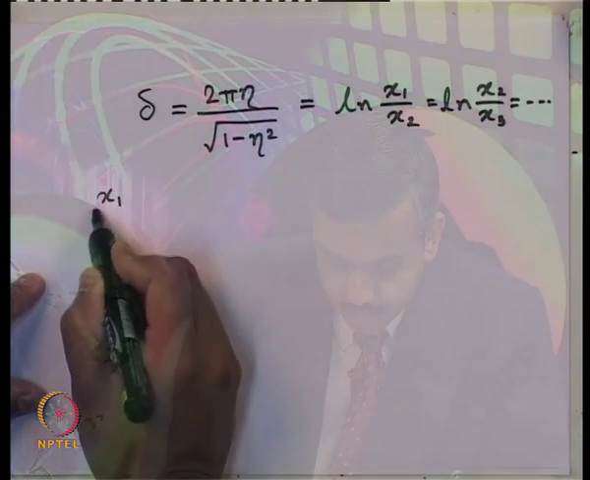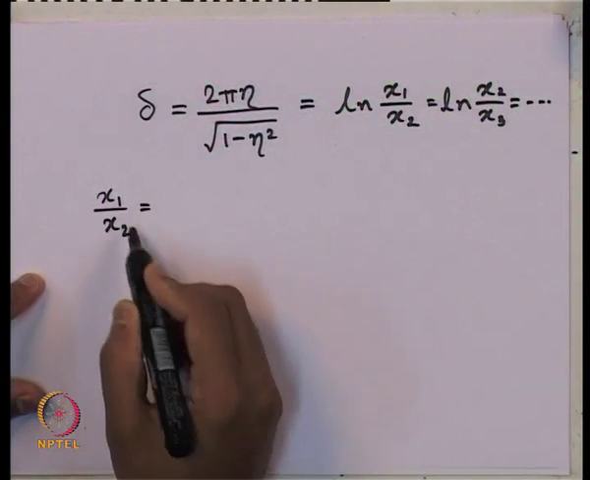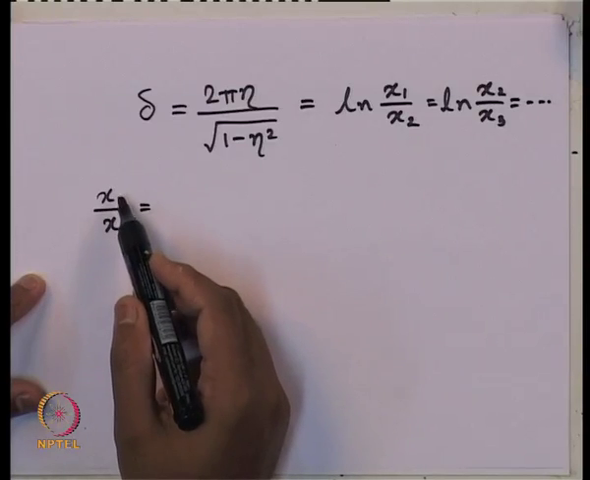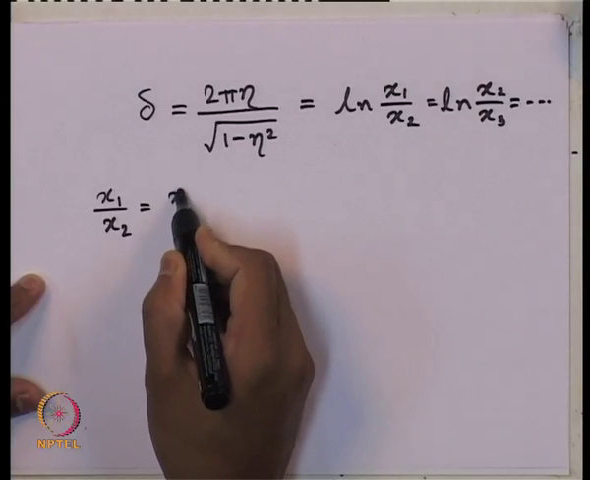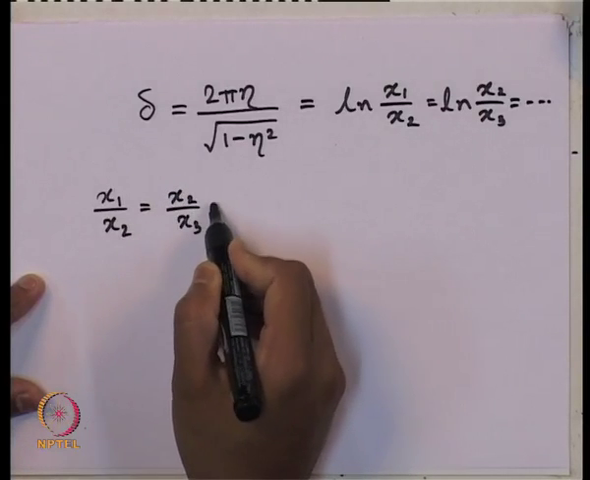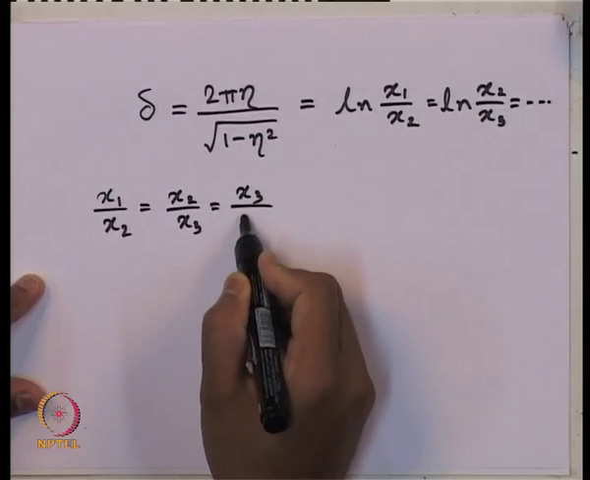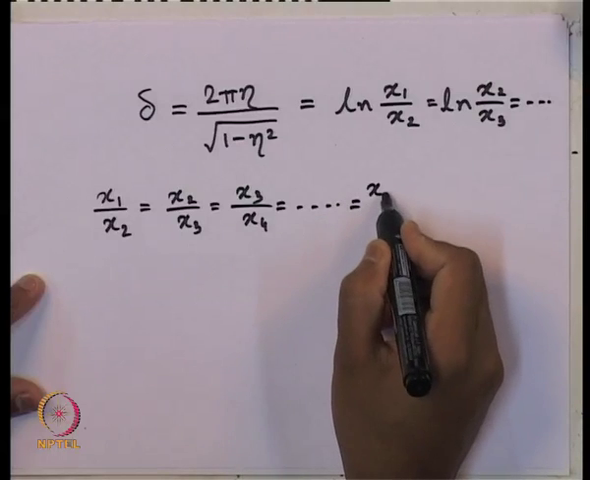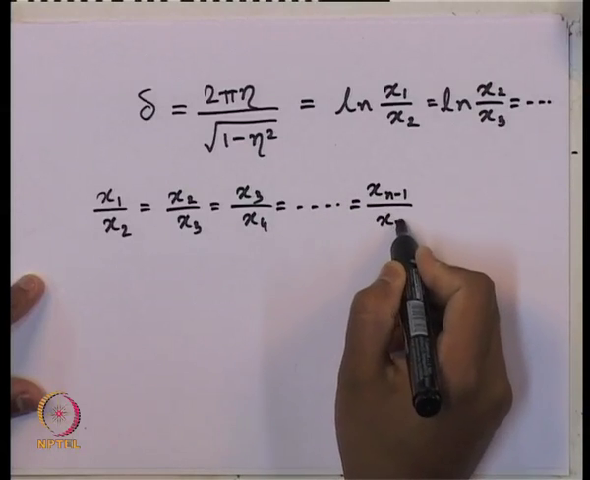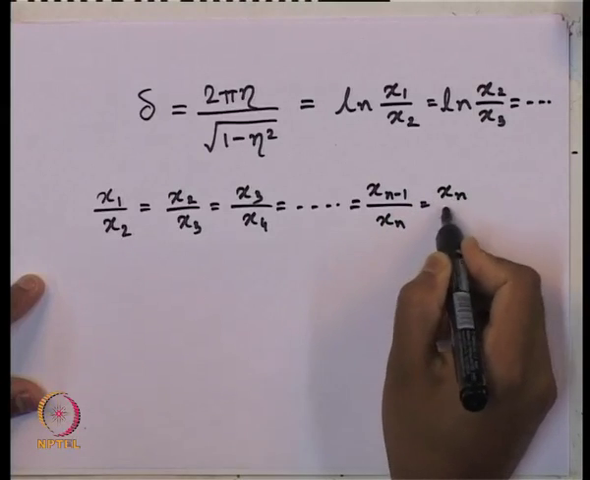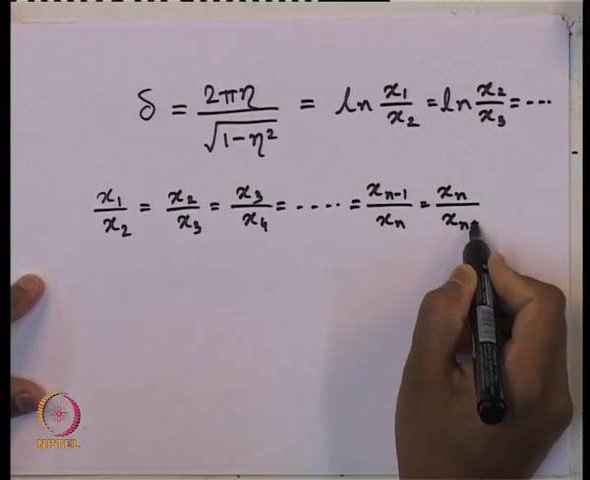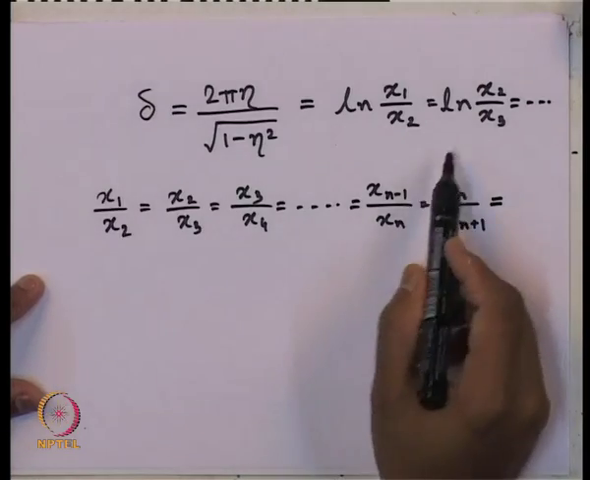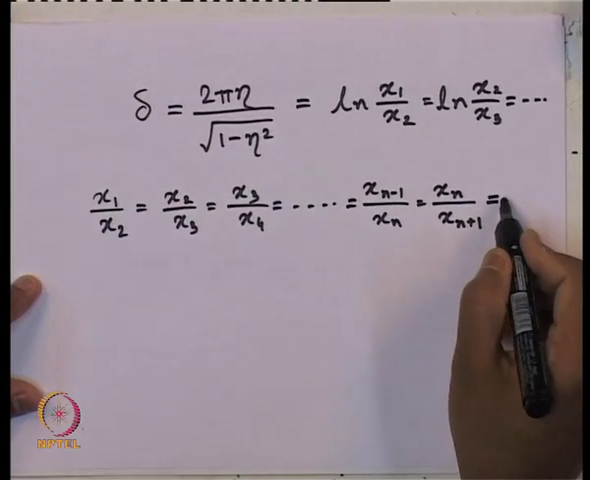So, now we have written the ratio like this. We are measuring the successive displacements or amplitudes x 1 by x 2, x 2 by x 3, x 3 by x 4. In that way, we can write x n minus 1 by x n, x n by x n plus 1, which can be written as equal to how much? E to the power delta.